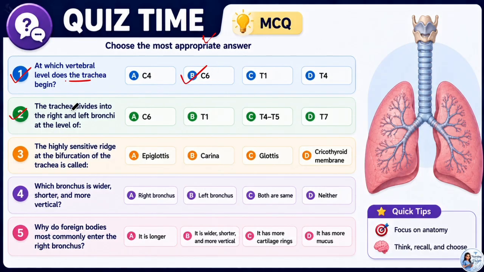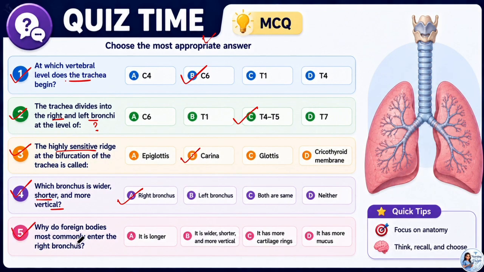Second question, the trachea divides into right and left bronchi at which level? The correct answer is T4 or T5. The third question is, the highly sensitive ridge at the bifurcation of the trachea is called what? Carina. Fourth question, which bronchus is wider, shorter, and more vertical? The answer is the right bronchus.